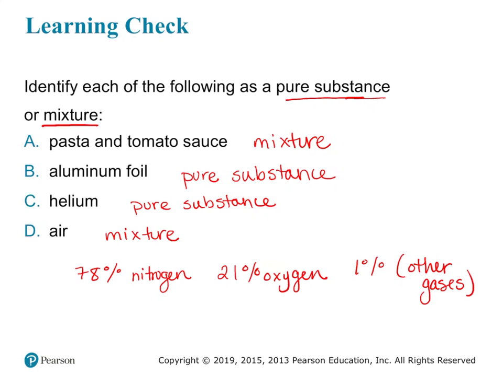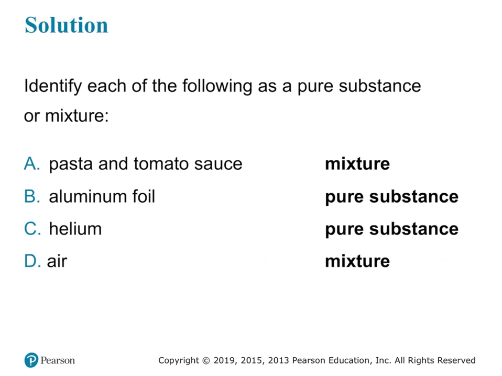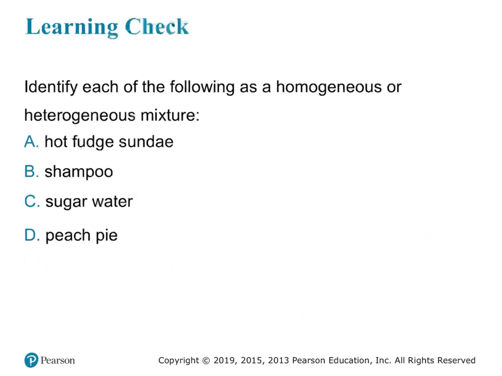So air is a mixture, but what kind of mixture would it be? Would it be a heterogeneous mixture or a homogeneous mixture? A homogeneous mixture, because we can't see the different gases that are mixed together. That one's a little tricky because we often think of air as just one thing that we breathe in, but it really is a mixture of all types of gases. All right, and here's the solution slide. Now let's do one more.